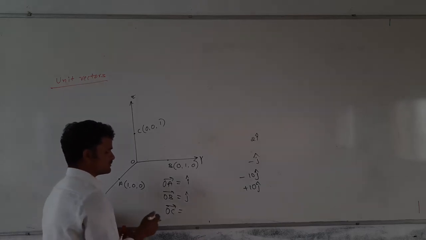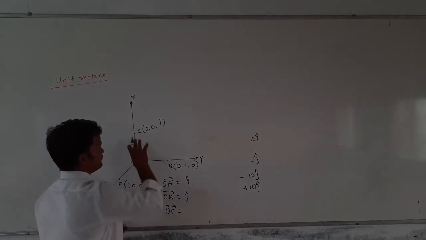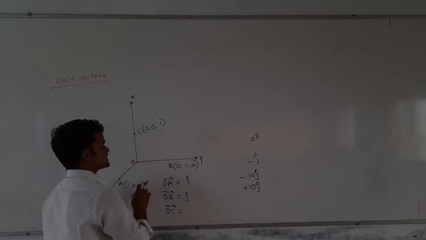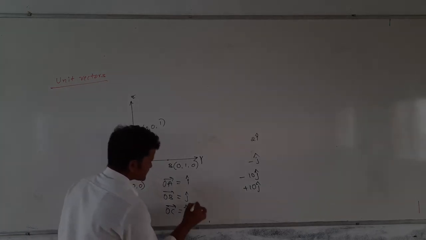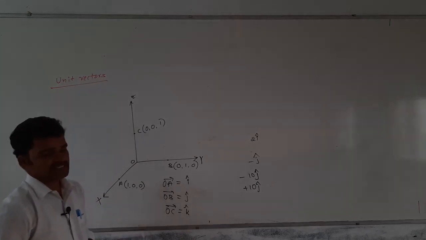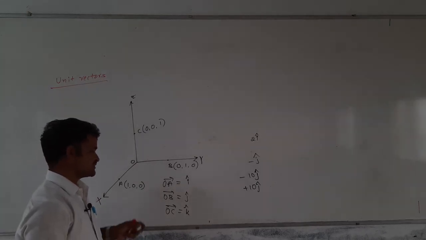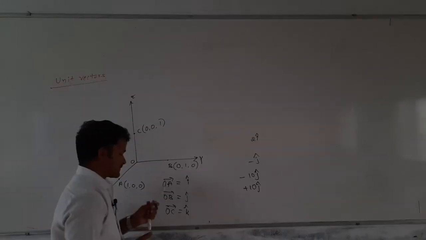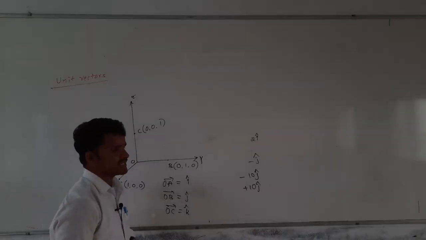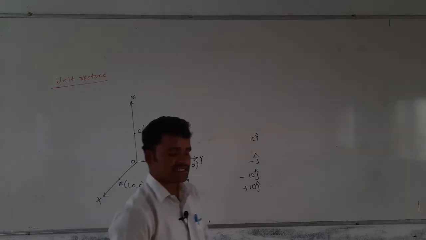And what about the vector OC? Vector OC will be in the direction of the z axis. How many units long is it? 1 unit length. It will be represented as k cap. OC is a unit vector in the direction of the z axis. A unit vector in the direction of the z axis will be represented as k cap.